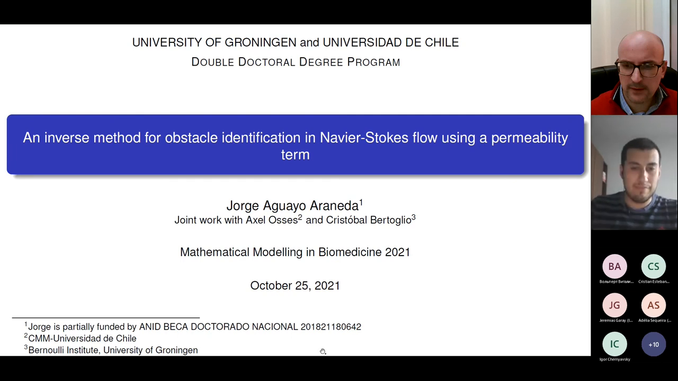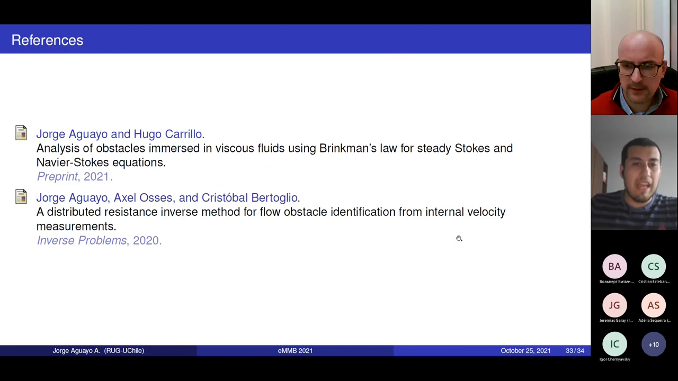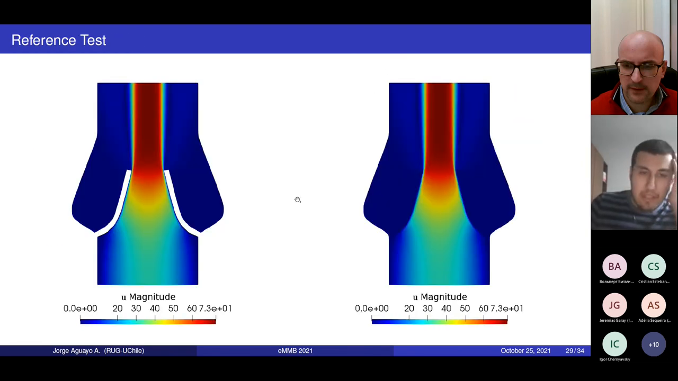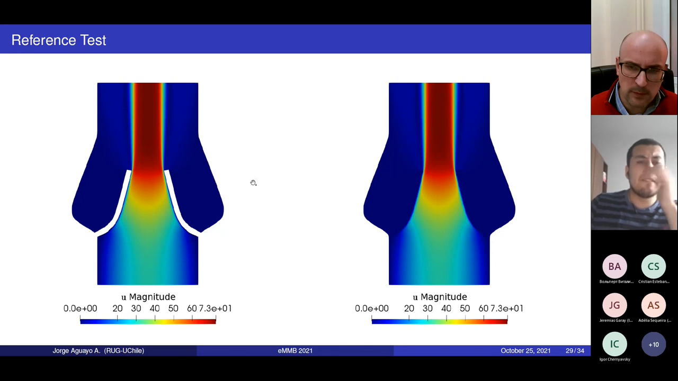So I have a question. I missed, what valve do you consider? Is it a venous valve or heart valve? The idea is to work with the aortic valve. Aortic valve. Okay. And what about the reverse flow? There might be some vorticity, some other complex effects in the flow. So how can it be incorporated in your model?